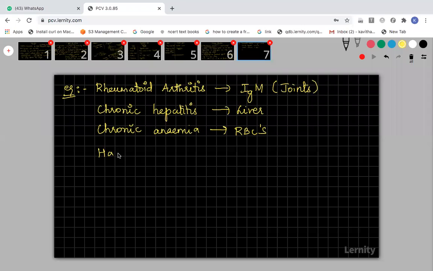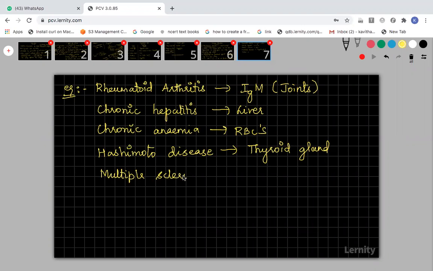And then Hashimoto disease. A lot of autoimmune disorders are there. I will list down some diseases. Hashimoto disease will affect your thyroid gland. This you would have studied in the chemical control and coordination chapter. And then multiple sclerosis. This will affect your myelin sheath. It causes damage in your myelin sheath, and so it affects your nerves and muscles. Nerves and muscles will get affected in multiple sclerosis.